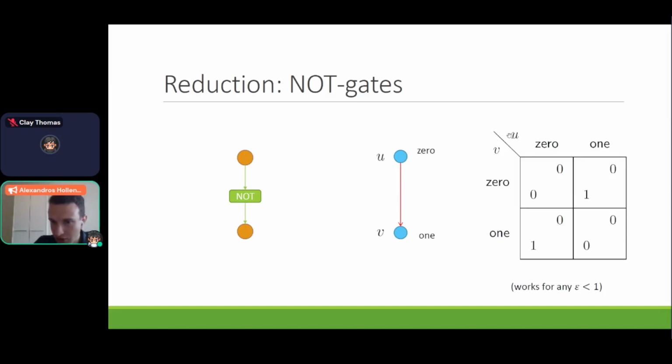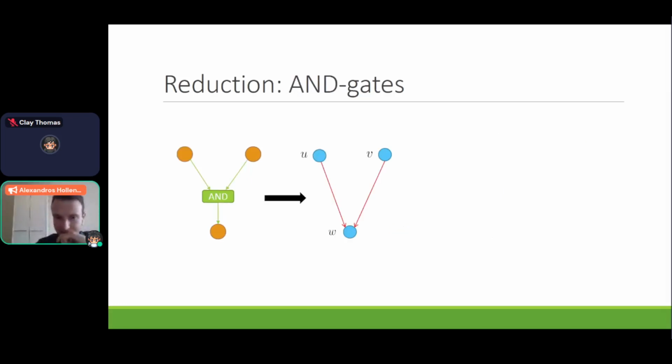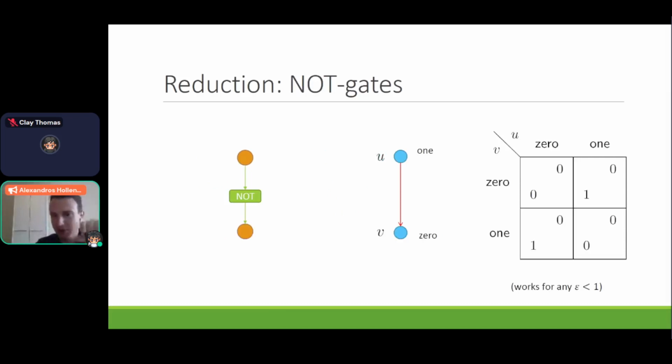Well, if U, which is the top node, plays 0, that means that we are in this left column. And the payoff for the bottom player, V, is 0 if he plays the top row and 1 if he plays the bottom row. So he will play the bottom row, which corresponds to 1. Okay, and by the same argument, if the top player plays 1, the bottom player will have to play 0, etc. Note that we don't need to verify anything else, because if the top player mixes between 1 and 0, then the NOT gate doesn't care about what happens, so we don't even need to check anything else.